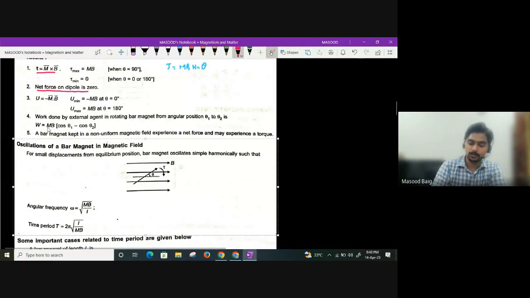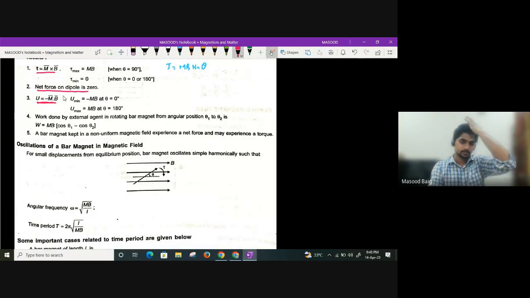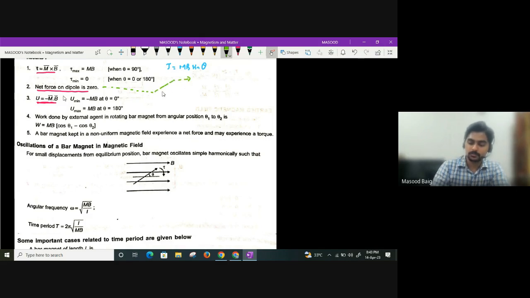Potential energy stored in a bar magnet will be minus m bar dot b bar, right? Now, because net force on the dipole is 0, is it in translation equilibrium or not? Yes. How many types of translation equilibrium do we have? We have three types. First one happens to be stable equilibrium. Then you will have unstable equilibrium. And then you will have neutral equilibrium.